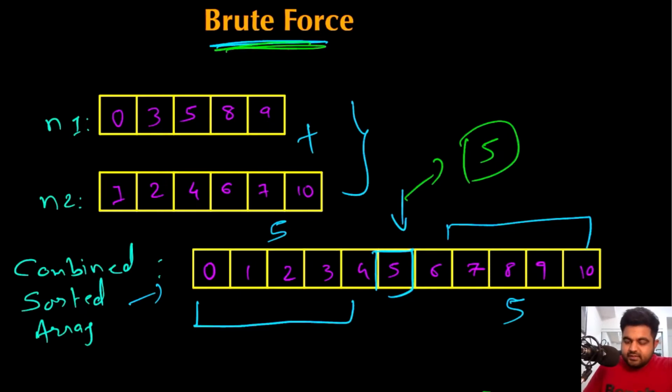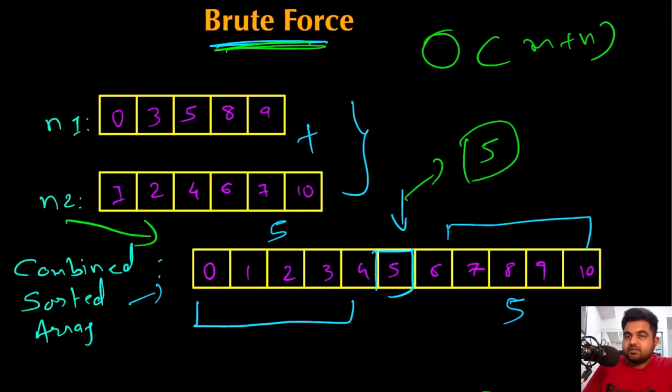But the issue with this solution is that in order to create this combined sorted array, we will have to complete this solution in big O of m plus n time. So that is a linear solution, and that is not what we want. We actually want a logarithmic solution. So let's see what the approach for the logarithmic solution is.